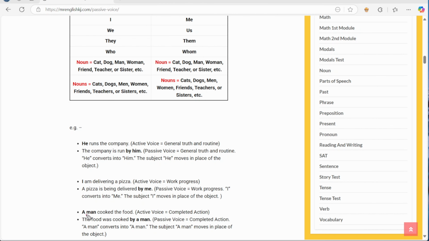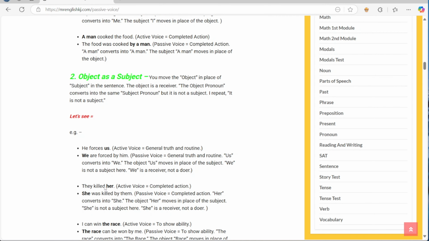Now here, it's easy. You see a man, it's a noun, so here it will be the same. The food will be the same. Again, it's past simple or past indefinite. Here it is also past indefinite and past simple. Nothing changes. The definition it gives in passive and active is the same. Remember that. Object as a subject.